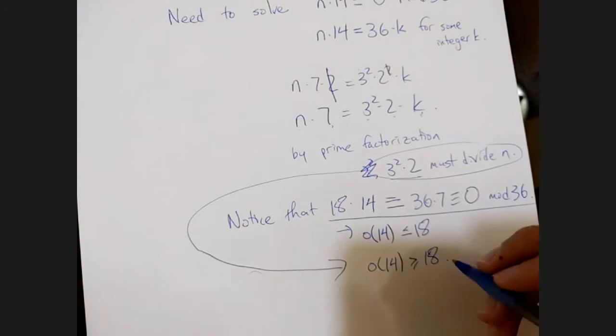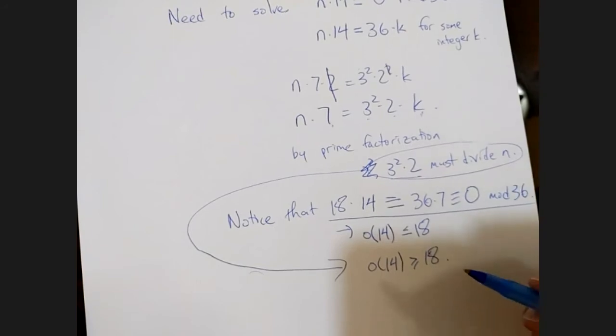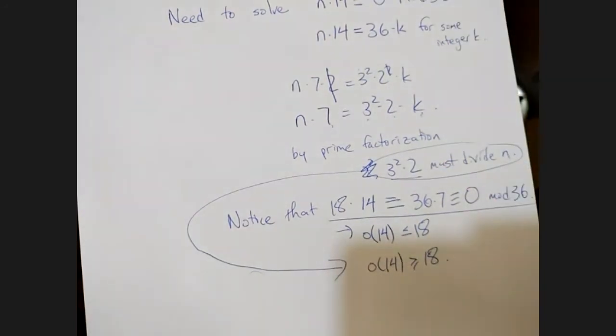Okay, and why is it 18? Well, 14 and 36 had a common factor of 2. Once you factor out that common factor, that kind of reduces the possible order by 2, and it had no further common factors, so it gives 18, I guess.